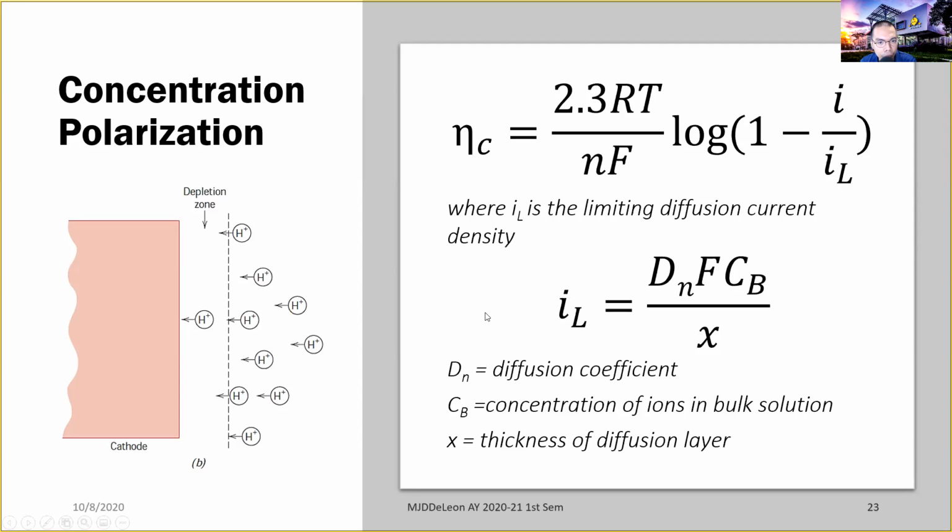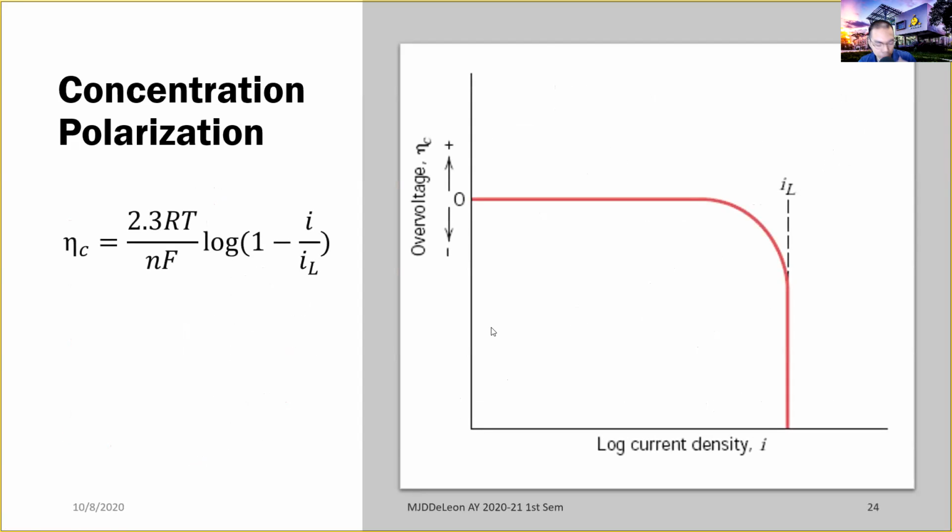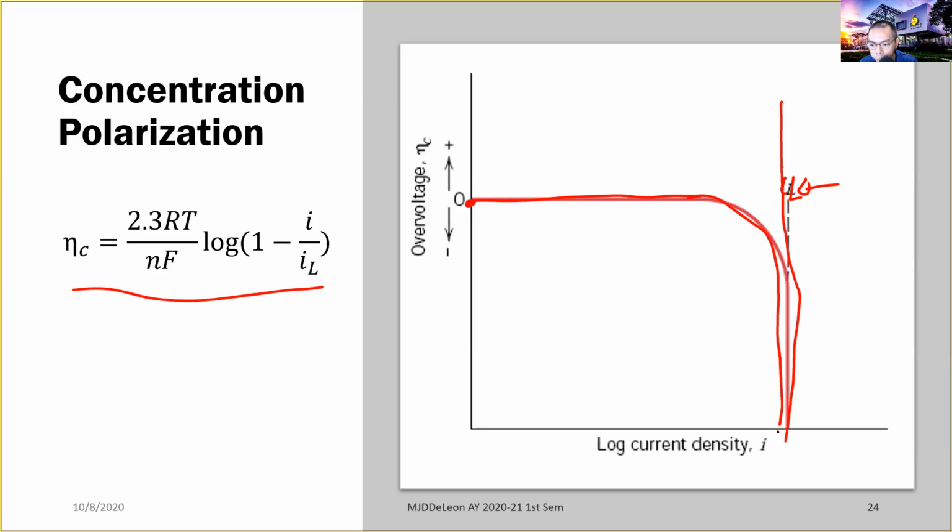When we graph this, it would look something like this. This is the overpotential, and IL is just your limiting current. In concentration polarization, your current will not be greater than your IL. And in the shape of the concentration polarization curve, we have an abrupt change. Boom.